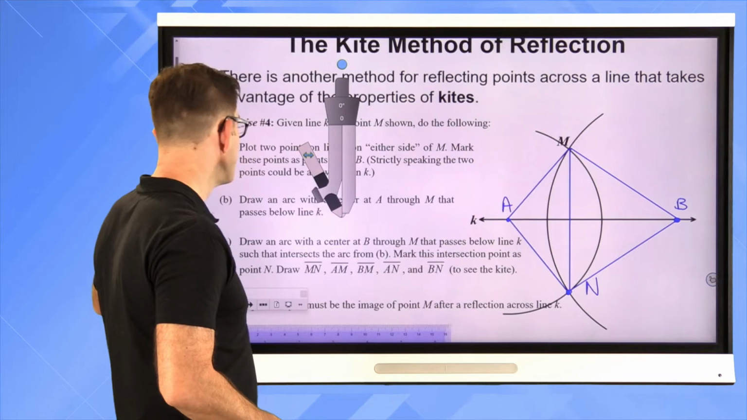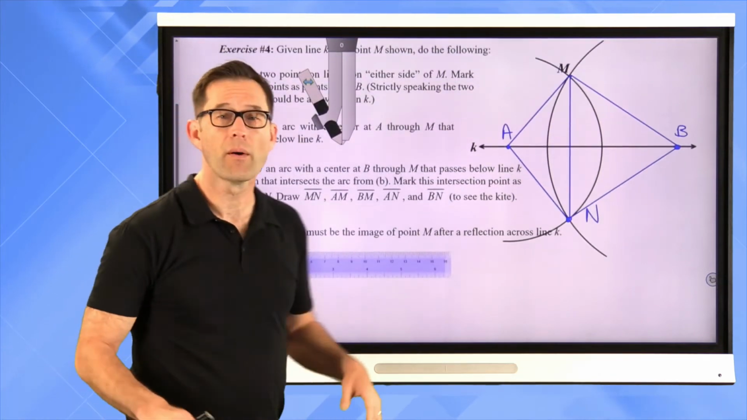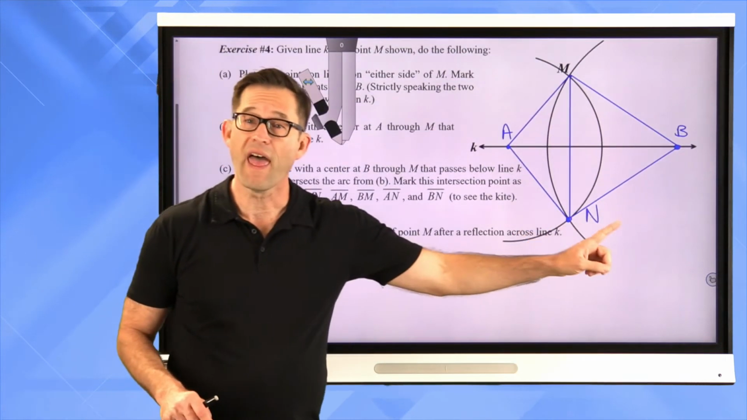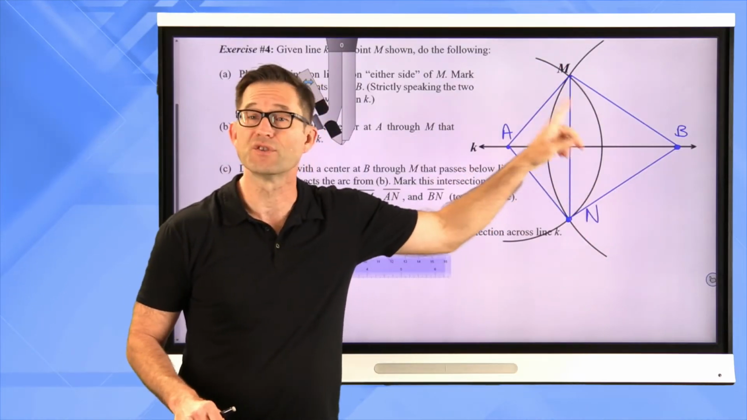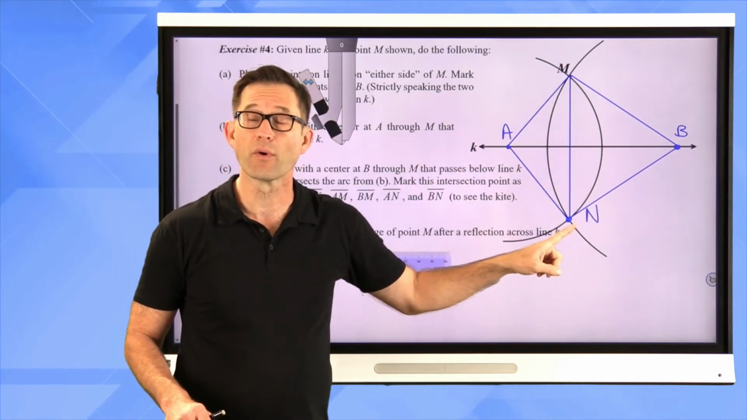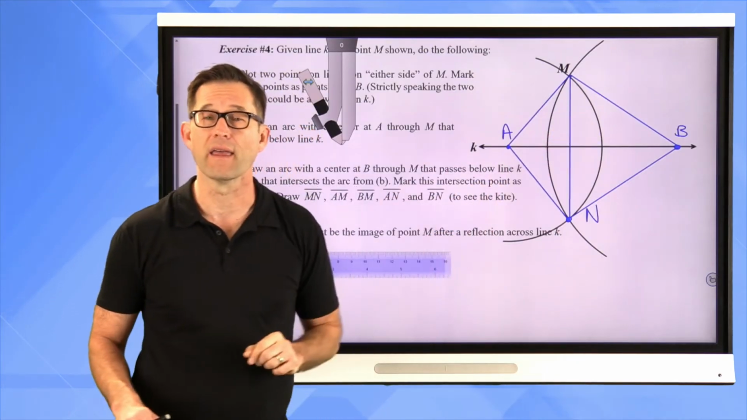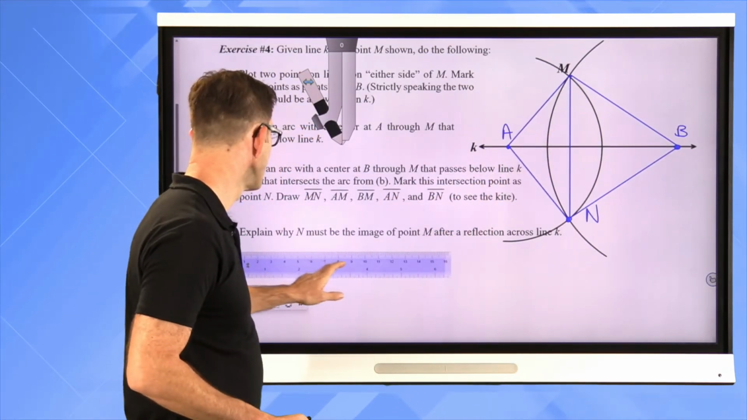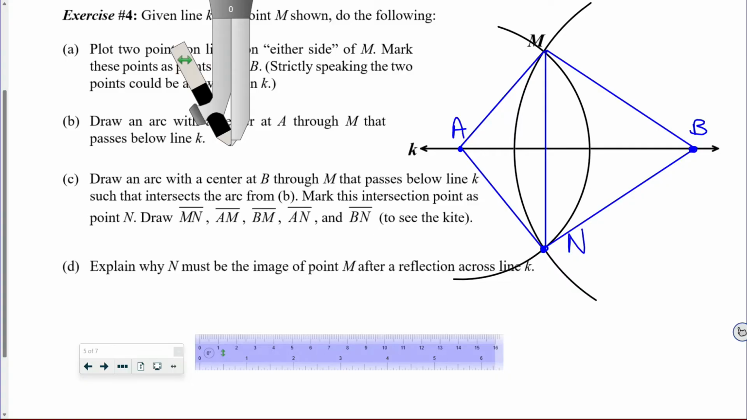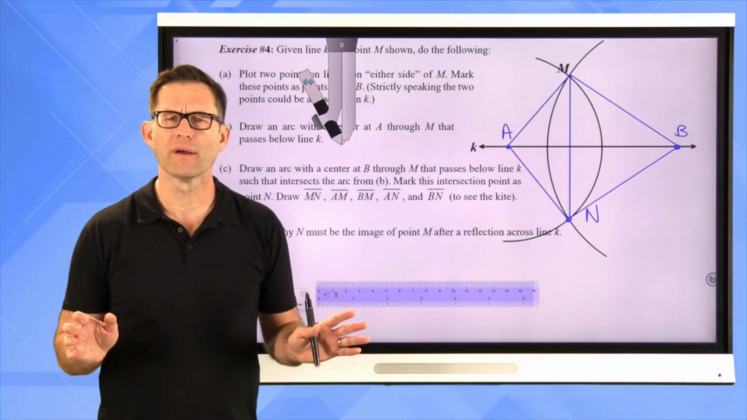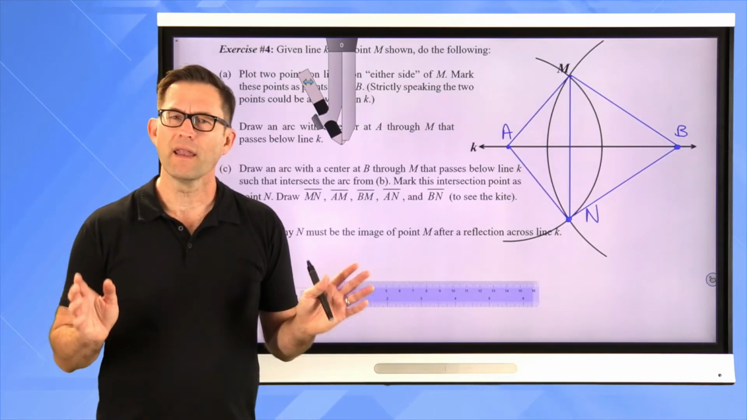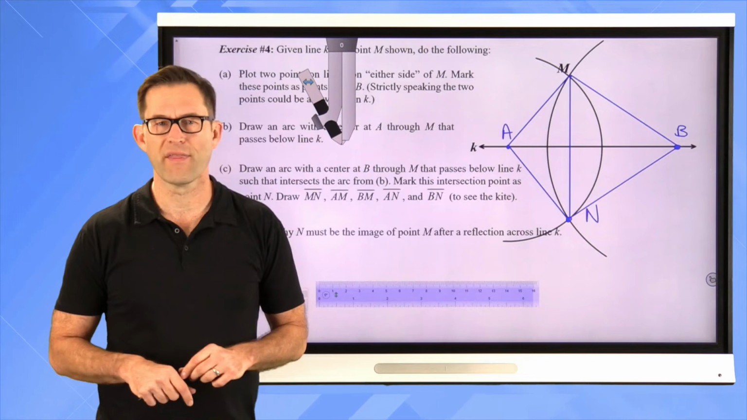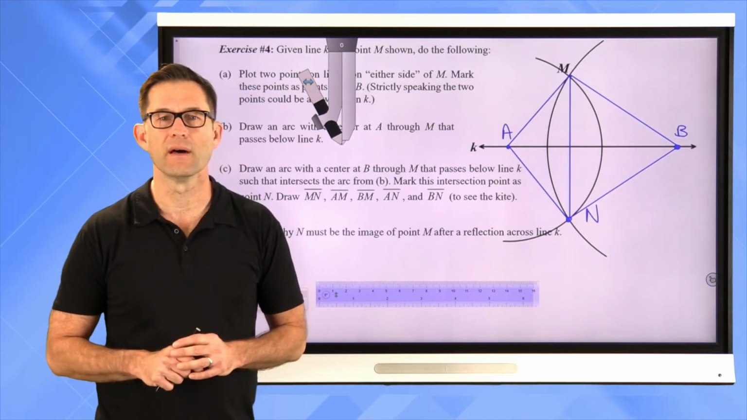Now, let's get to the thrust of all of this. You probably won't be surprised to know that N, the intersection point of those two arcs that we just drew, is the reflection of point M across K. But let's understand why that is. Let's take a look at letter D. Explain why N must be the image of point M after a reflection across line K. Okay, so I'd like you to pause the video for a moment and see if you can figure out why that is, and then we'll go through it in some detail.